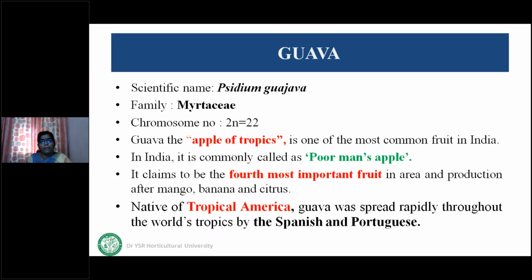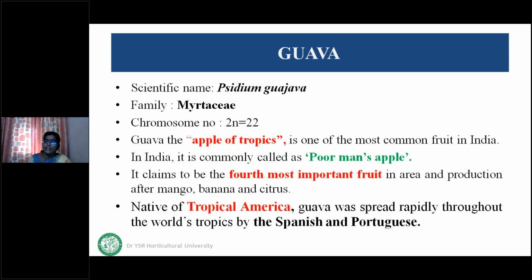Then coming to the presentation on guava, let us look at the present scenario of guava. The scientific name of guava is Psidium guajava, and it belongs to the family Myrtaceae. It is also known as the apple of the tropics and the poor man's apple, because it is available at a reasonable price.